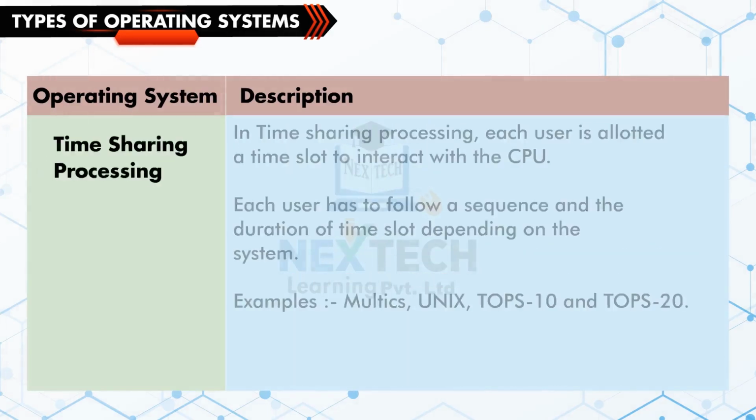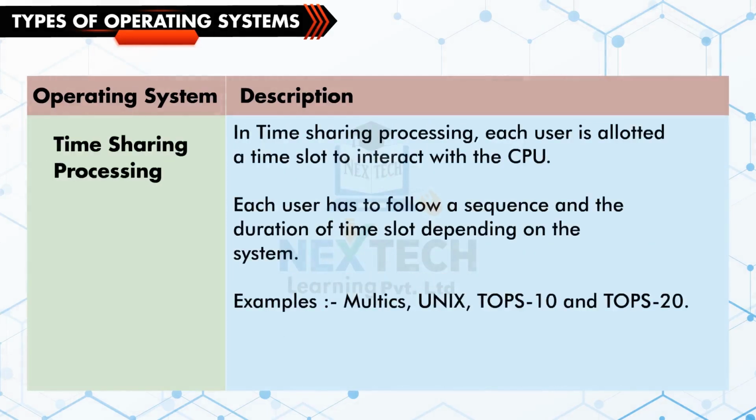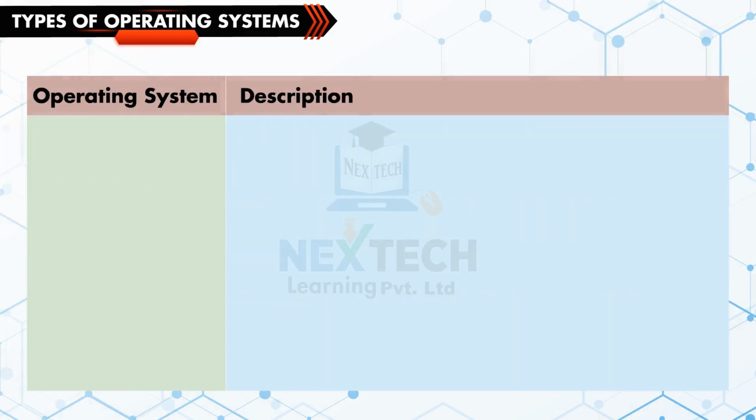Time-sharing processing. In time-sharing processing, each user is allotted a time slot to interact with the CPU. Each user has to follow a sequence and the duration of time slot depending on the system. Examples: Multics, Unix, TOPS 10 and TOPS 20.